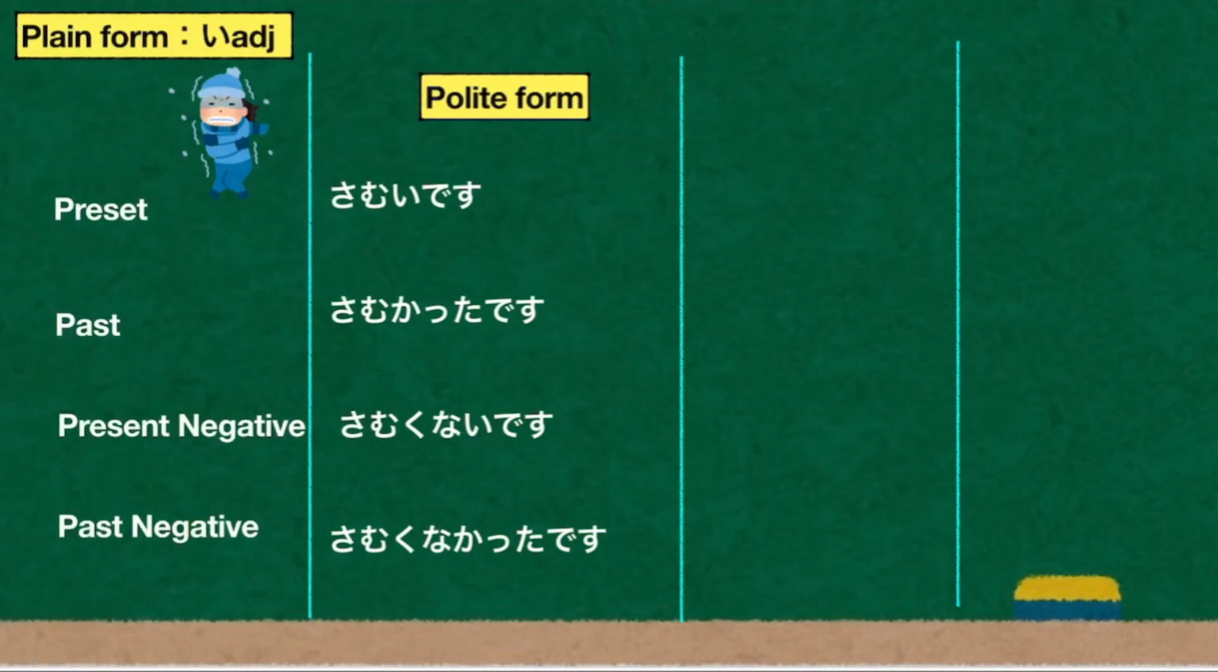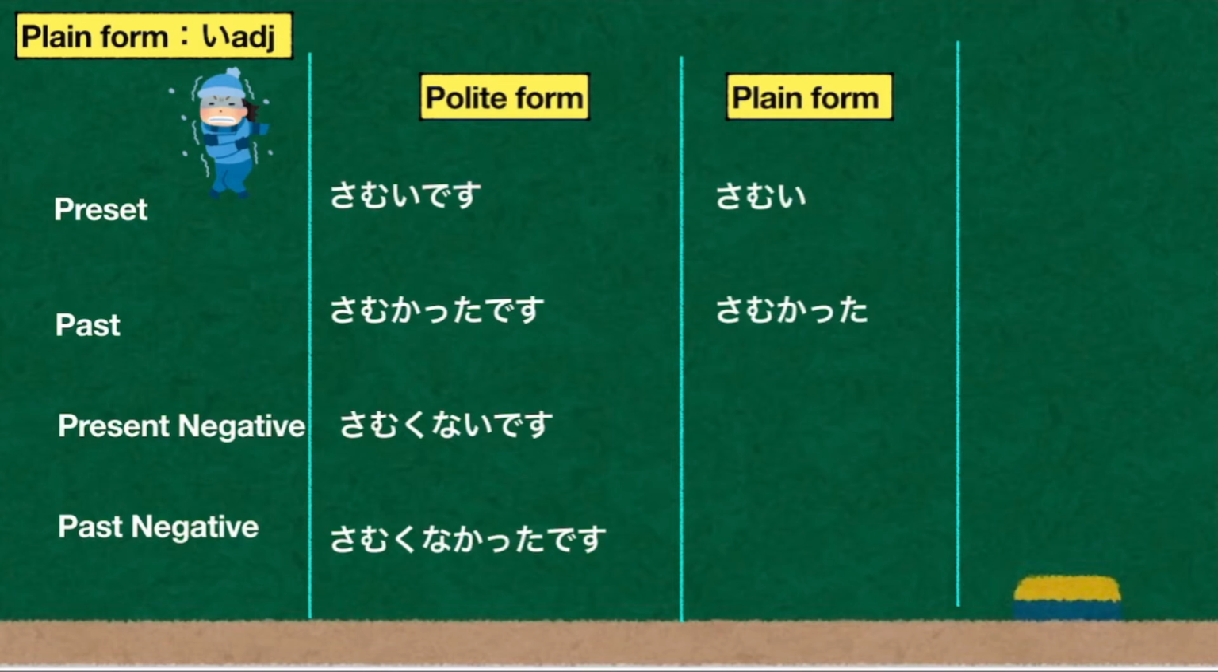So let's see what the plain form is for each adjective. Firstly, polite form: present, 寒いです. Past, 寒かったです. Present negative, 寒くないです. Past negative, 寒くなかったです. So plain form: 寒い, 寒かった, 寒くない, 寒くなかった. So each adjective is easy, because you just delete です. And that's all.